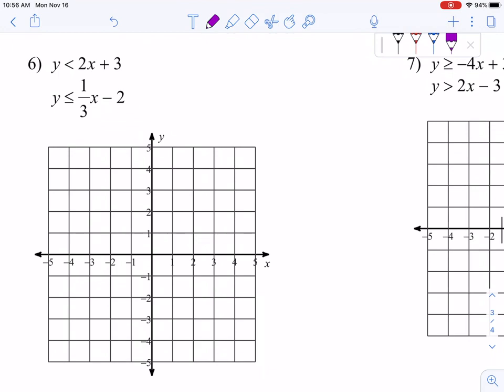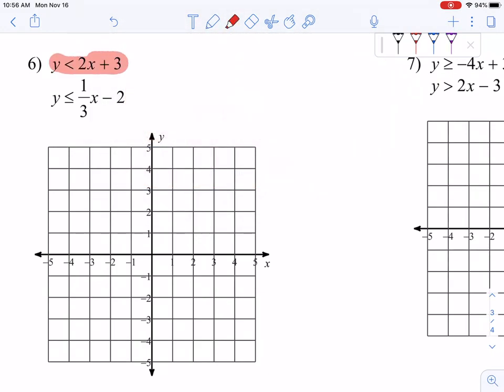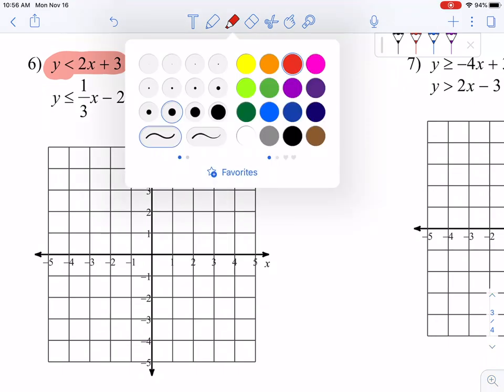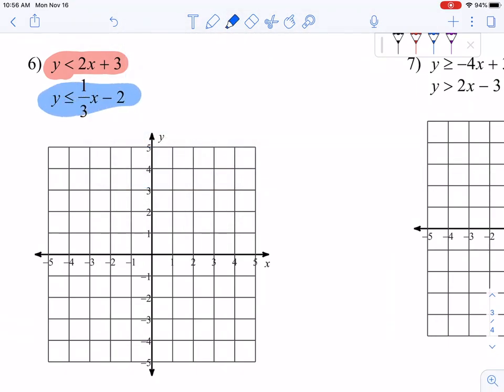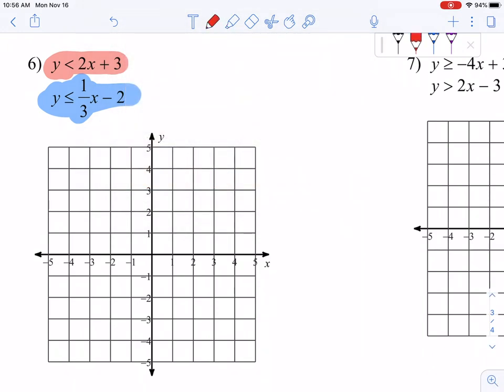Let's just do a couple more with you here. Again, I'm going to do my first equation in red, my second equation in blue. I do the full equation all the way through my first one, and then I go all the way through my second one. So my first equation, I'm going to begin at 3 and count up 1, right 1. It is a dashed line.